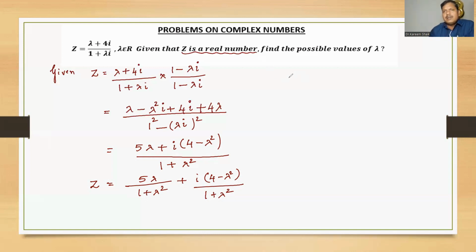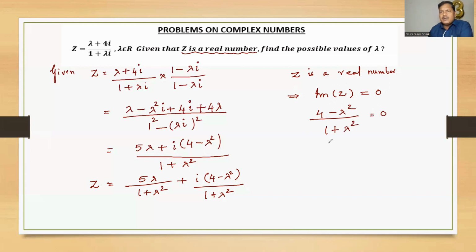Therefore, if Z is a real number, that implies the imaginary part of Z equals 0. What is the imaginary part here? 4 minus lambda square upon 1 plus lambda square equals 0. Observe here, the left side quantity is a fraction, and it equals 0. A fraction equals 0 when its numerator equals 0. Why? If you consider the denominator equal to 0, it is undefined.